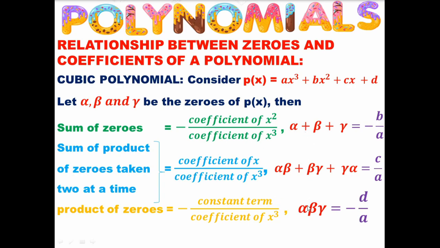So these three are the three relationships between the zeros of the cubic polynomial and the coefficients of the cubic polynomial, right? Hope you all very well understand how to find zeros of a polynomial and what is the relation between the zeros of a polynomial and the coefficients of a polynomial. Okay, with this we'll proceed to exercise 2.2.